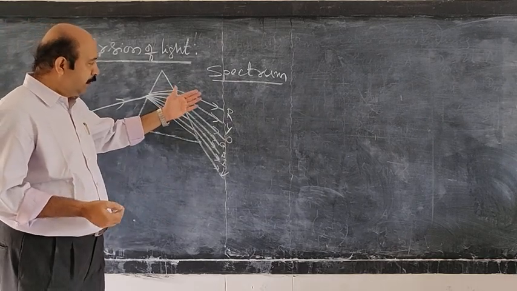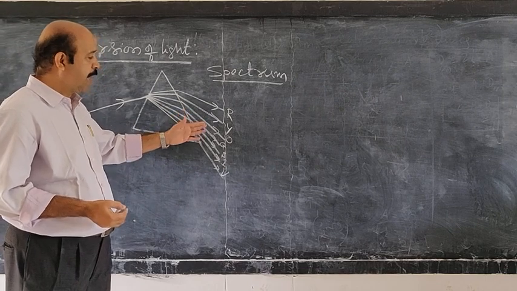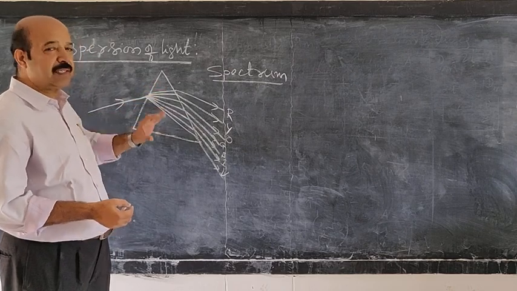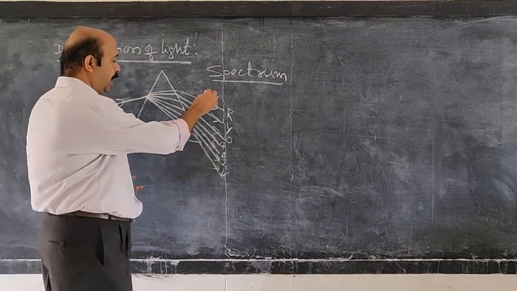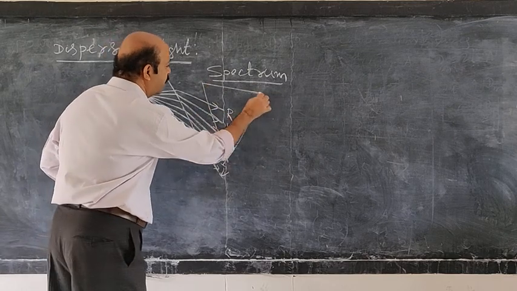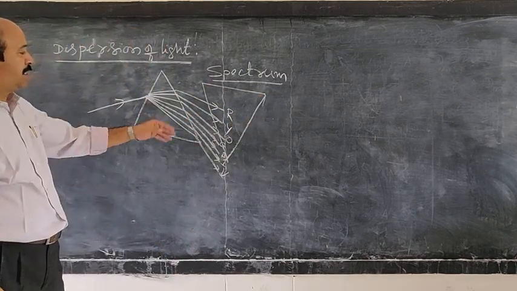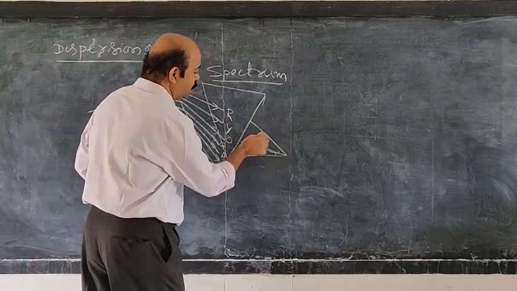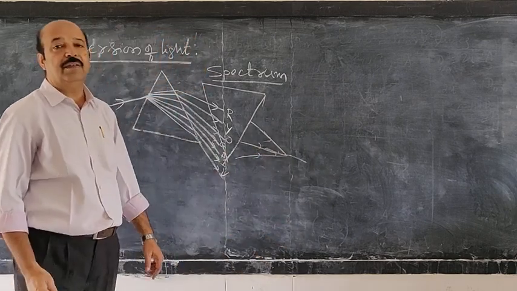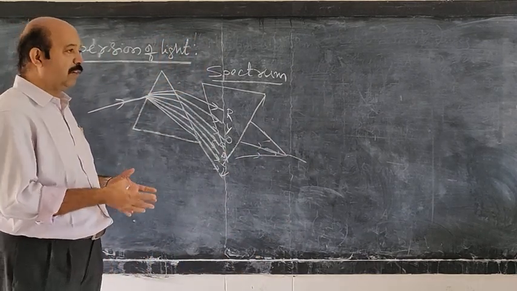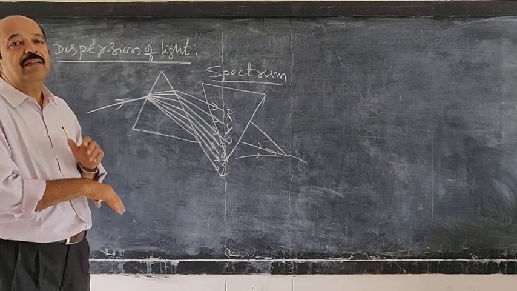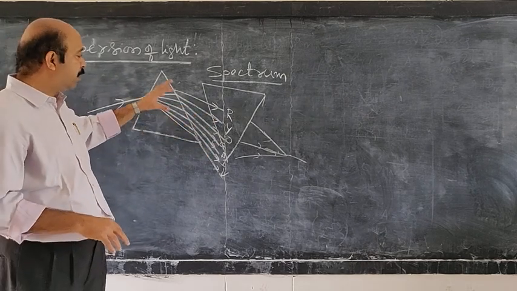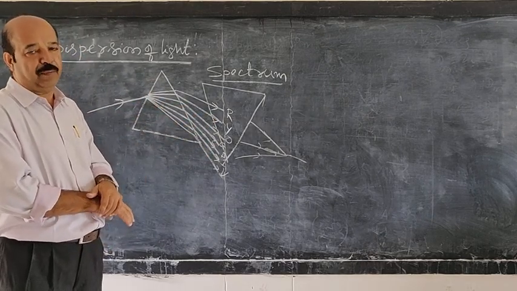And dispersion is happening because of the medium, because of refraction. That was proved by Newton. He kept another prism in the inverted position just beside the first prism. Then he observed that all the colors merged together and we got white light. So he proved that white light consists of all the colors. In that way, he proved that the dispersion phenomenon is happening because of the refraction phenomenon.